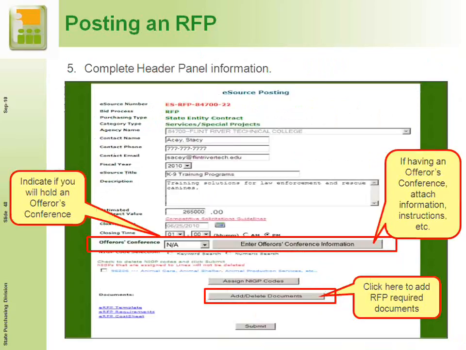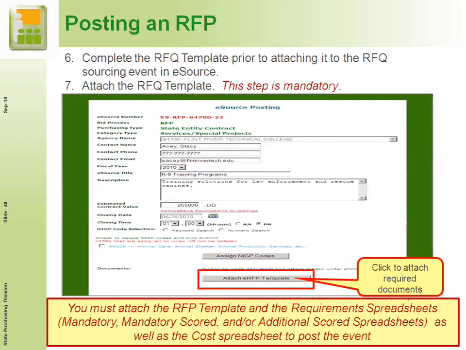You would state whether or not you're going to hold an offers conference, and it again is mandatory to attach certain documents. Now, when posting an RFP, you also have to post the ERFP template as well as your ERFP requirements. The system will not let you move on unless you attach these. In the ERFP requirements area, there will be 3 spreadsheets that you would choose from. You're only required to choose one. You may use all 3 of them, but the requirement is only to select and attach one of them. You also have to attach your ERFP cost sheet in order to move on in the process.